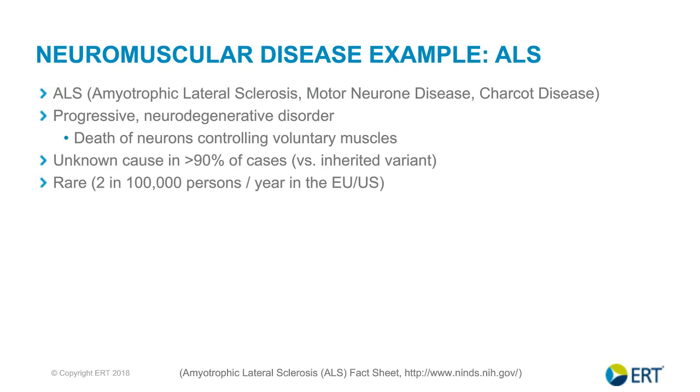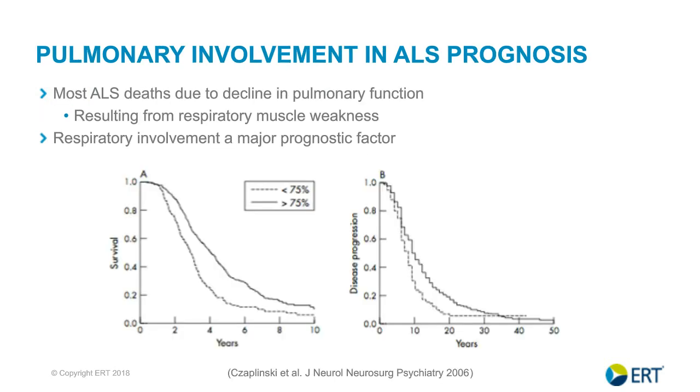Unknown in cause, and pathophysiologically it involves the death of neurons that control voluntary muscles, with all the negative consequences in the end. Now, pulmonary function is very important and is a very important predictor of long-term prognosis of patients with ALS. It is illustrated here in two studies that looked at the survival probability and also the probability of disease progression in two groups of patients.